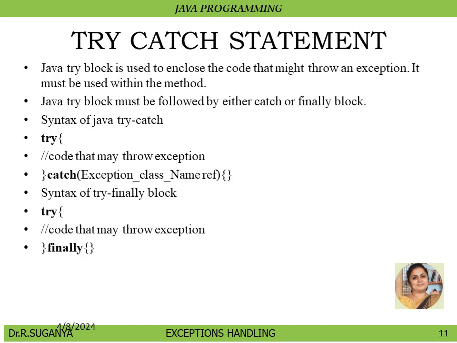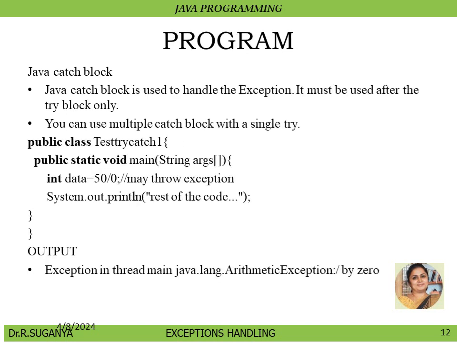Next is the try-catch statement. The try-catch is used to enclose code that might throw an exception. It must be used within a method. A Java try block must be followed by either a catch or finally block. The syntax is try, some code that can throw an exception, and catch with the exception class name, and finally can also be used. Here we have the program for the try-catch statement.